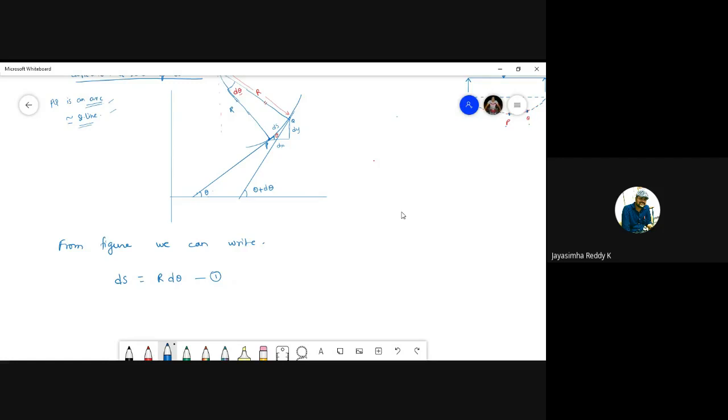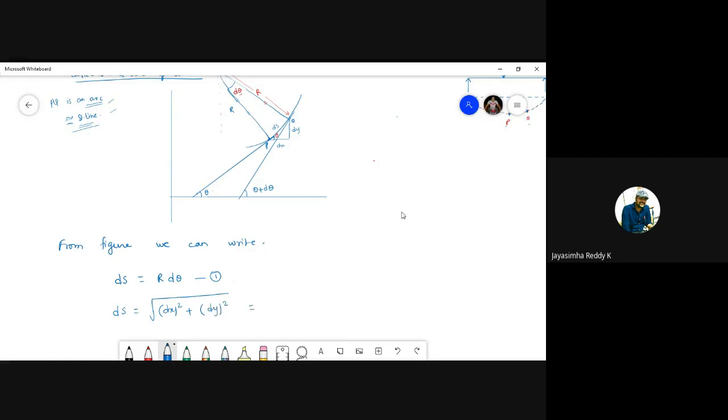Also, based on our assumption, what did we assume? We assume that this is almost a straight line. So based on that, ds can also be written, based on Pythagoras theorem, with this being dx and this dy. ds can also be written as hypotenuse equals root of side square plus side square. So dx square plus dy square, we can write it like this, right?